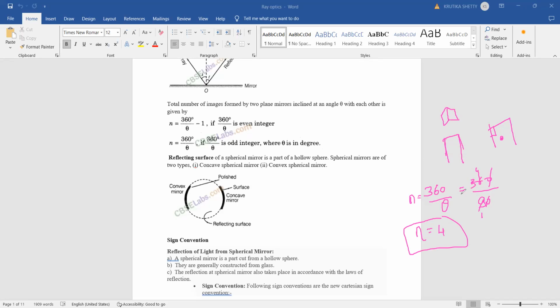So the next phase is reflecting surface. So what is reflecting surface? Reflecting surface means suppose you have a spherical mirror. If you cut this into 2 parts, what happens here? The spherical mirror gets divided into 2 parts. So one part is called the concave spherical mirror, one part is called the convex spherical mirror.